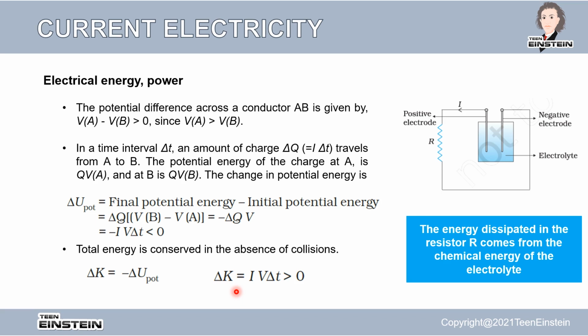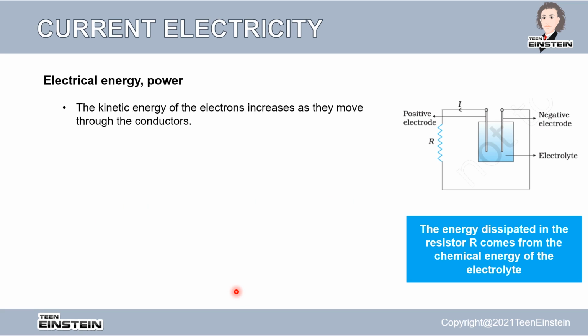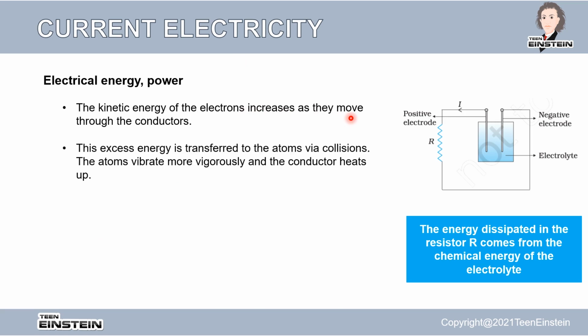So this electron is gaining some energy. So where is this energy going? The kinetic energy of the electrons increases as they move through the conductor, right? So where is this energy going? This excess energy is transferred to the atoms via collisions. We already talked about these collisions when we studied resistance.